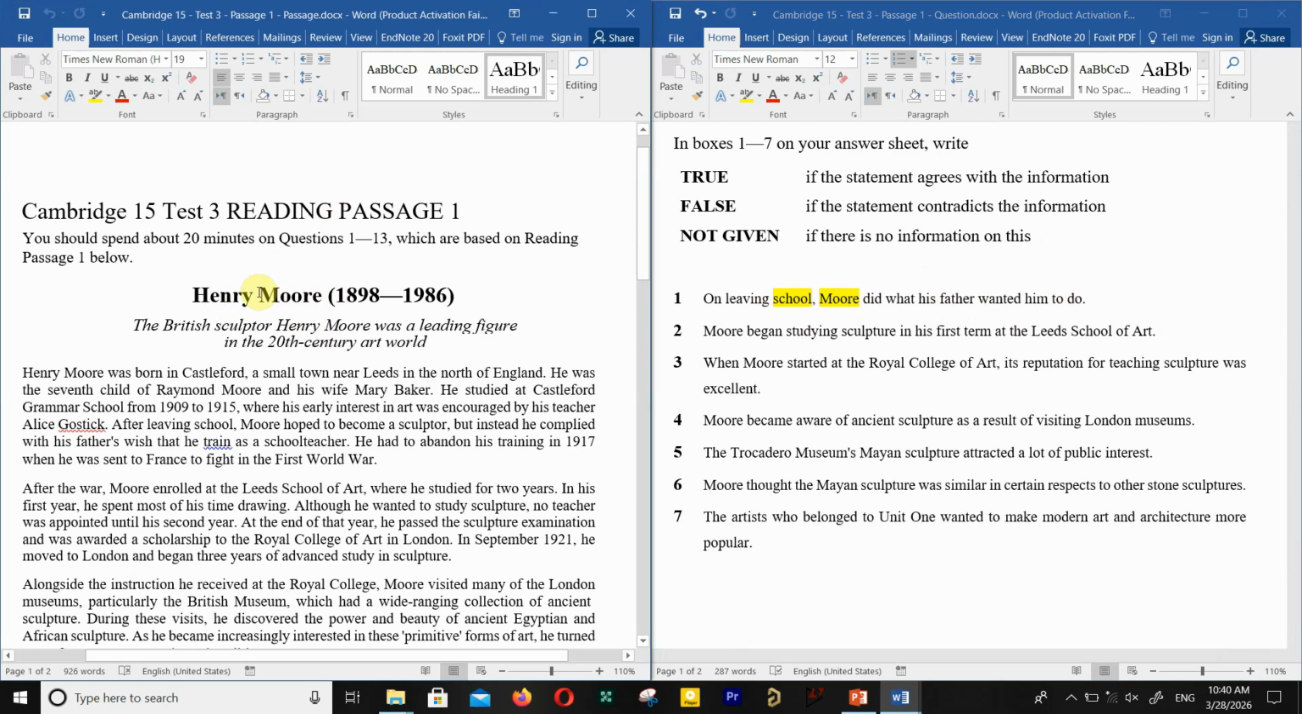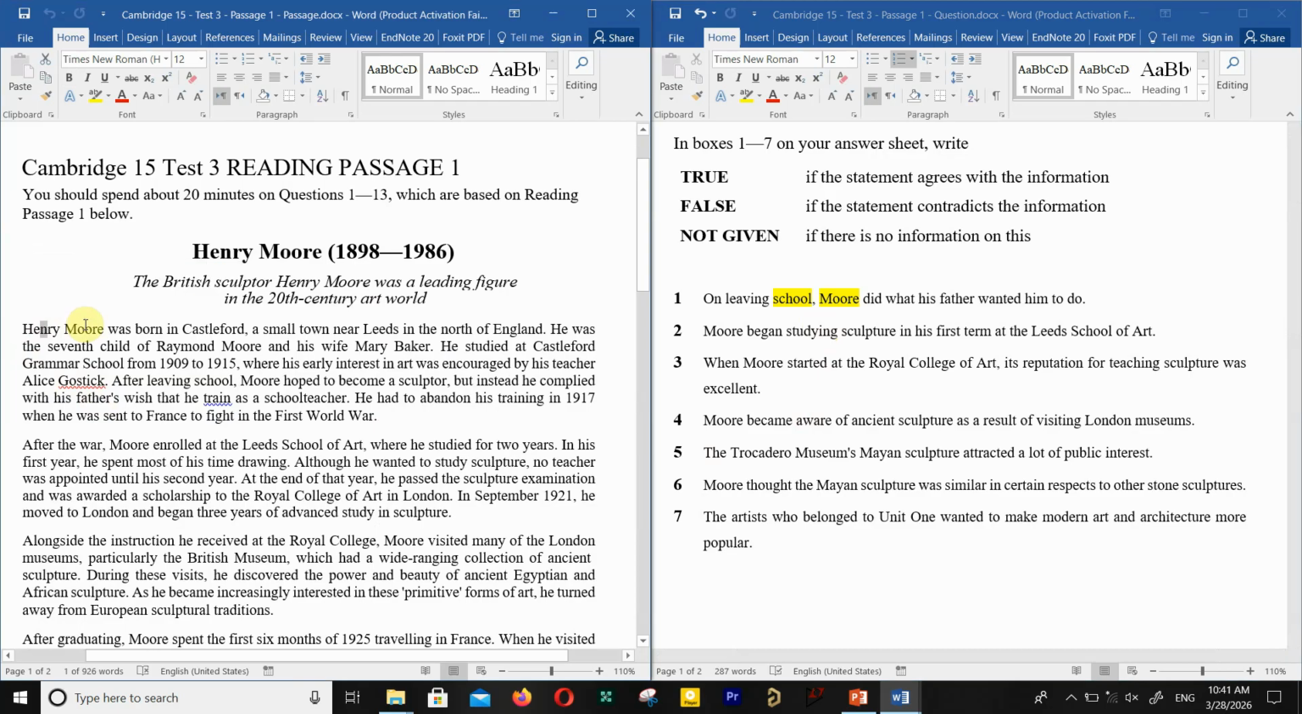It's always important to read the title to know what is going on in the passage. The British sculptor Henry Moore was a leading figure in the 20th century art world. This is some kind of introduction to this person. So I'm going to start with the beginning, the first paragraph. Henry Moore, start with this one. This is the keyword. And how about a school? Can we find something related to school?